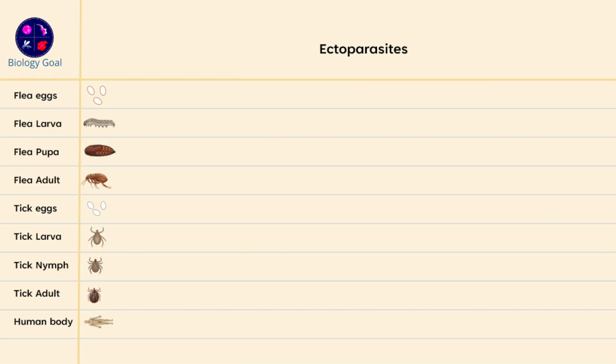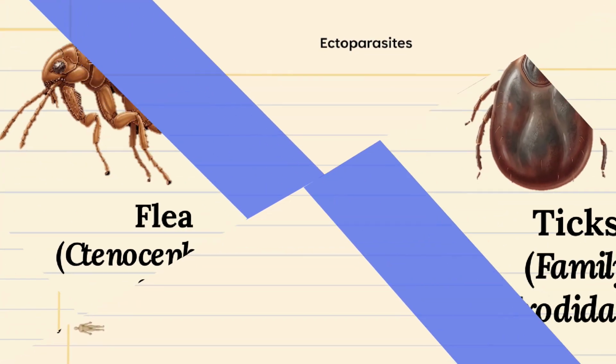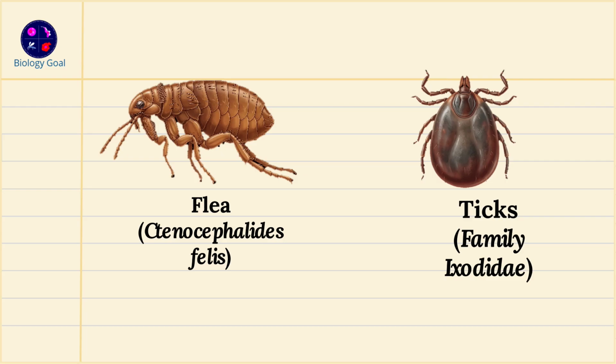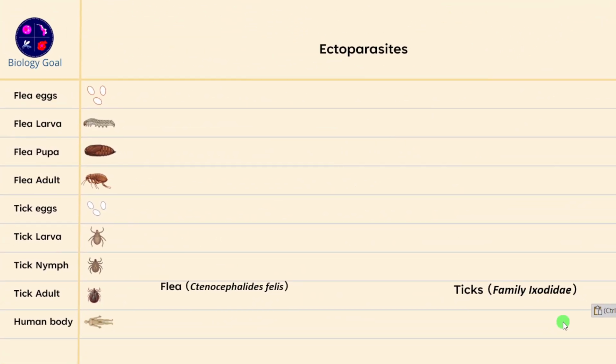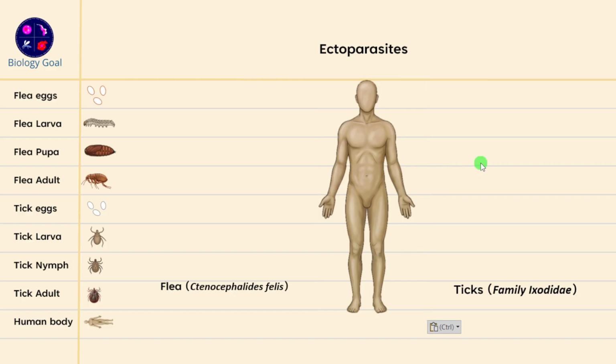Hello everyone. So today we will be understanding two important ectoparasites. One is the flea, which is this Ctenocephalides felis, and the second one is the tick, which is this tick of family Ixodidae. There are different ticks present in family Ixodidae, and we will understand the life cycle of both of them. Both of them are human ectoparasites, basically living on the host, although they also have different types of hosts, but majorly they are very important for us. That is why we are understanding them, right?